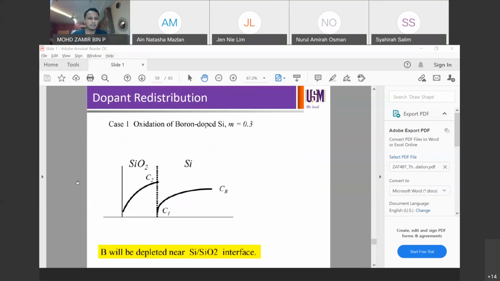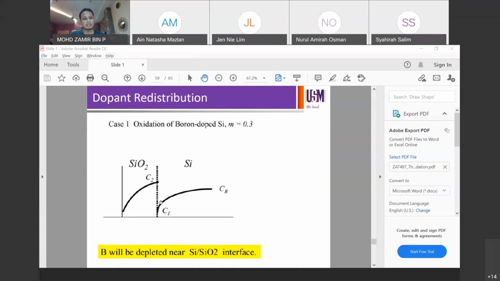So let's look at a few examples. Case 1, oxidation, boron doped silicon. So you have your boron doped silicon to begin with, and then you run your oxidation process. So M for boron is about 0.3. So this is what you're going to see at the interface.